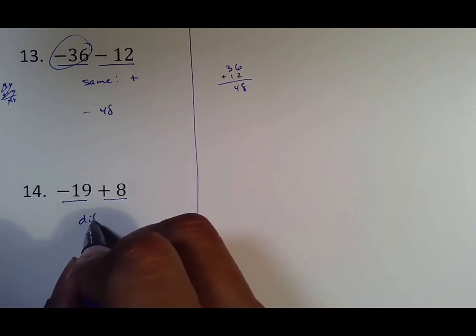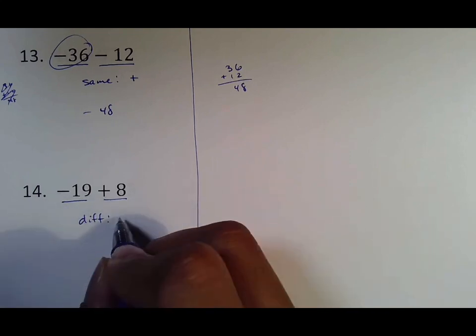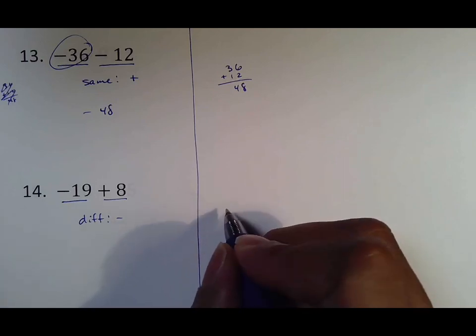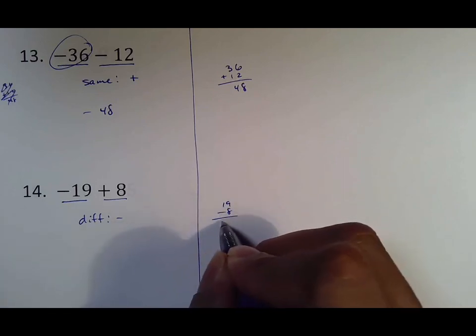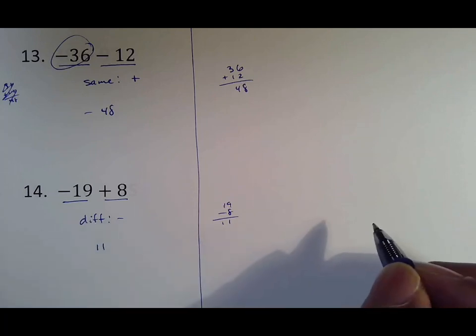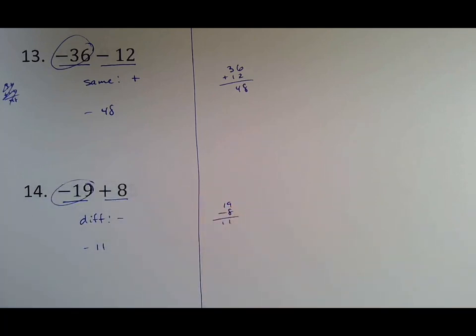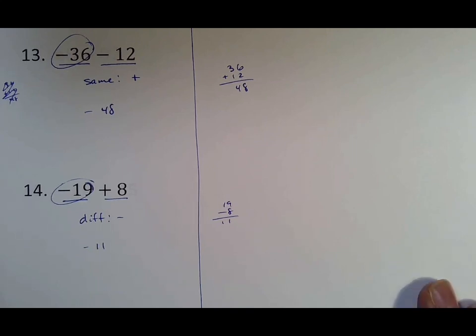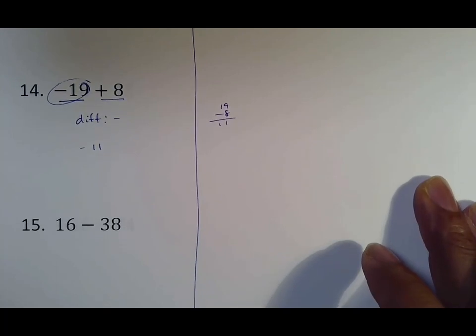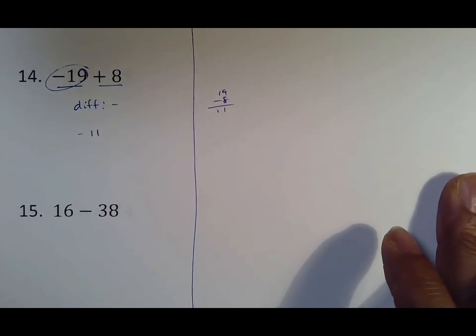Signs are different, so we will subtract. Again, hopefully you're getting faster at this. That's 19 minus 8, which of course is 11. Bigger number's negative. Answer will be negative. Just keep practicing. You keep practicing, it gets easier. Once it gets easier, everything becomes much better for you.